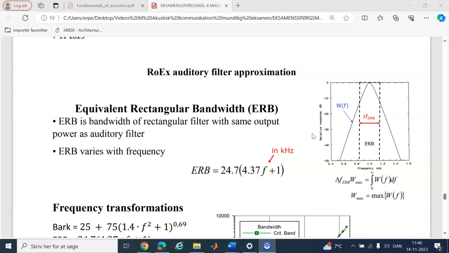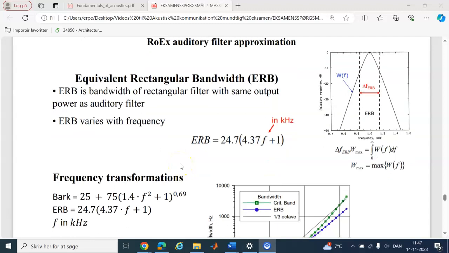Then we have the equivalent rectangular bandwidth (ERB). ERB is the bandwidth of a rectangular filter with the same output power as the auditory filter. The area of the rectangle, the ERB bandwidth times the auditory filter's maximum, is the same as the area under the whole curve.